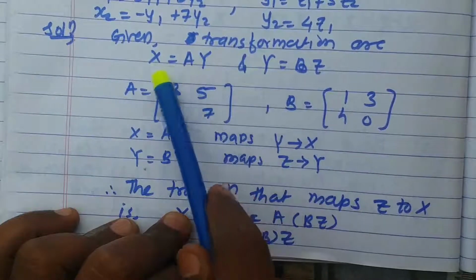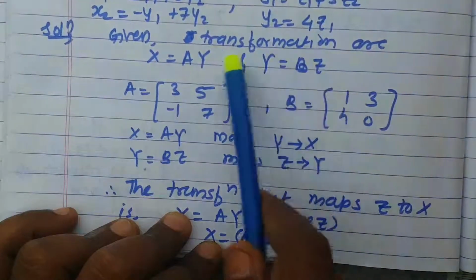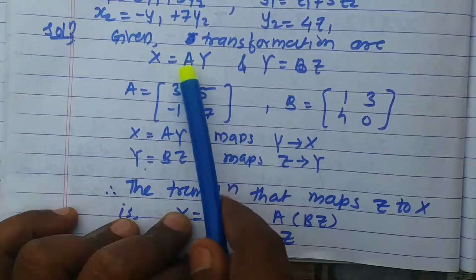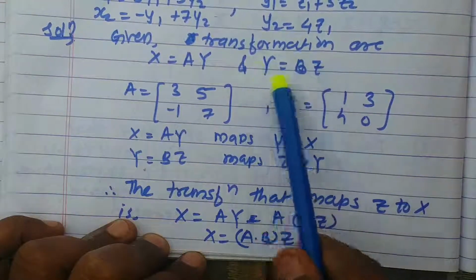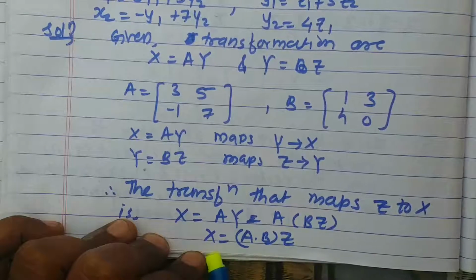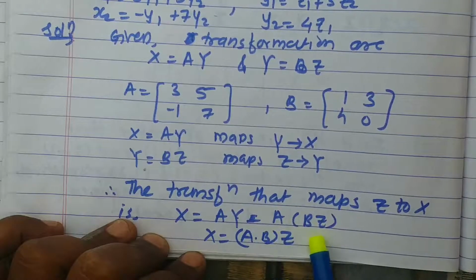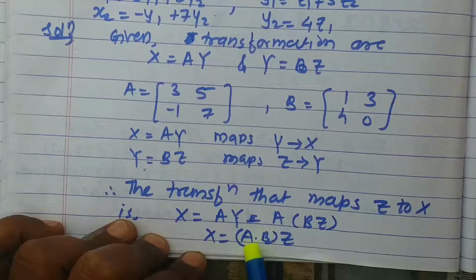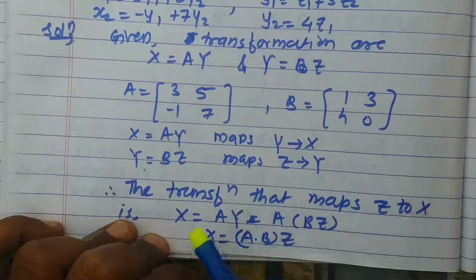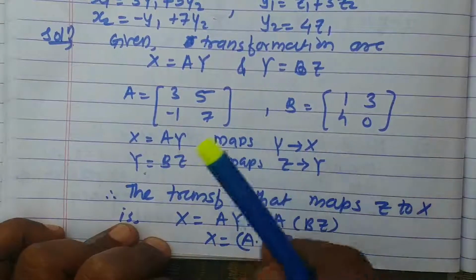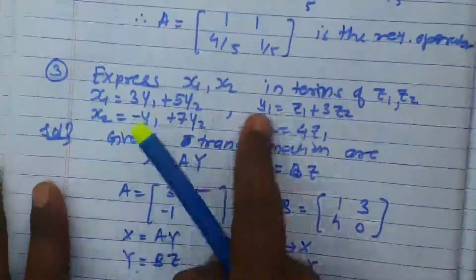Now if you see x equal to Ay and y equal to Bz, this value of y we can put in this equation. So let us do that. X equal to Ay, this value of y I am replacing with Bz, so I will get x equal to A into Bz. Now this will be the composite transformation which maps z to x, and that will give us the values of x1, x2 in terms of z1, z2. That is what is asked.